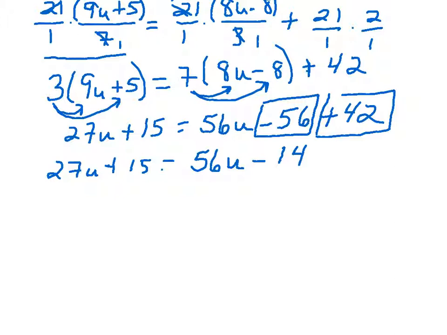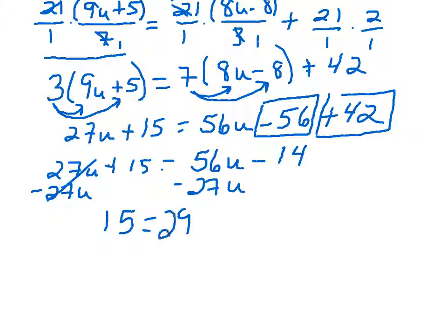So what we're going to do is we'll bring the 27u over. So if we subtract it from this side, it's going to disappear. So we'll need to subtract it from that side. Let's recopy. 56 minus 27, that's going to be 29. 56u minus 27u gives us 29u, minus the 14, which we haven't touched yet.